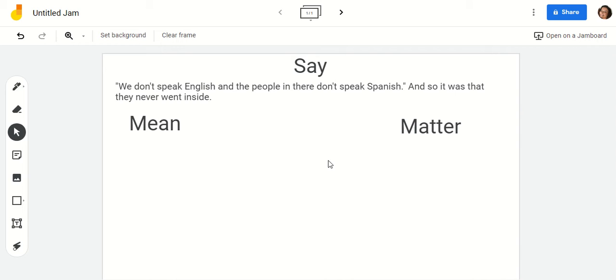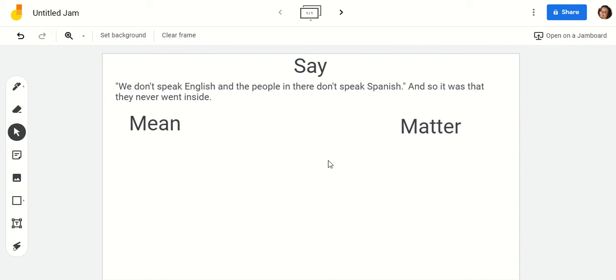The strategy I use to help support students with signposts is something called Say, Mean, Matter. It's also known as 3 Questions, but you might know it as Say, Mean, Matter, and it helps students question the text, search for deeper meanings, and make connections between the text and even their lives. And it's really effective for students of all levels and all language learners, so it really provides access to everyone.